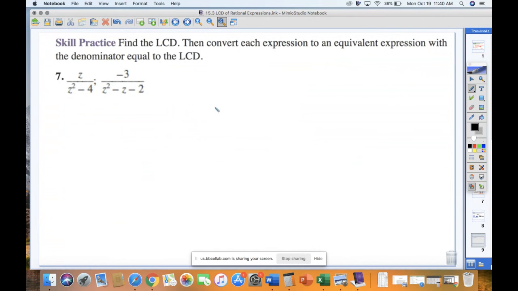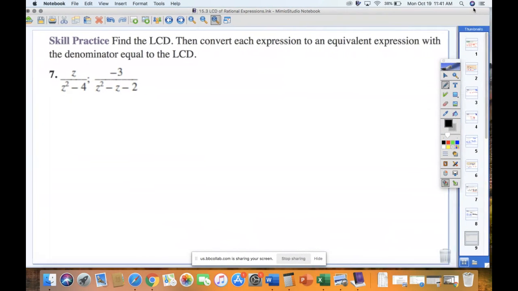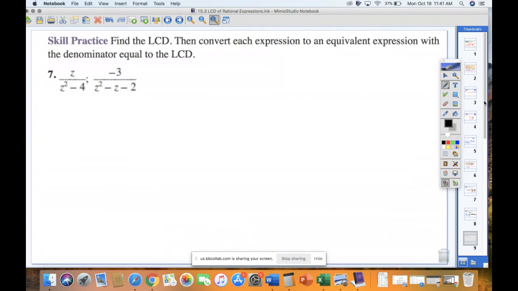All right, why don't you guys try this one? It's 11:40 on my clock here. I'll give you till 11:43 to see where you get, and then I'll chime in with the work. So try this one.